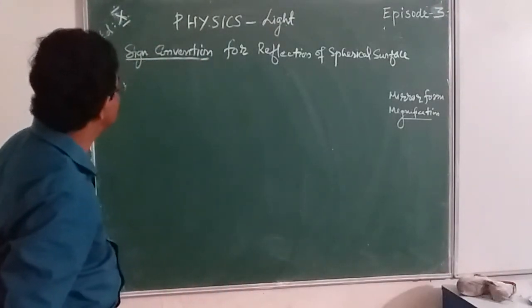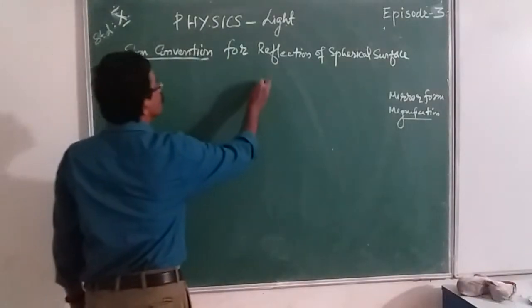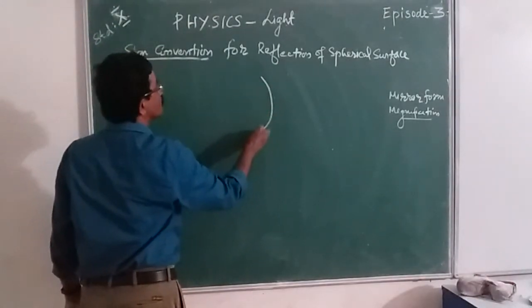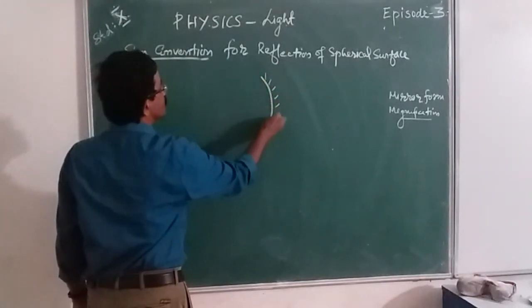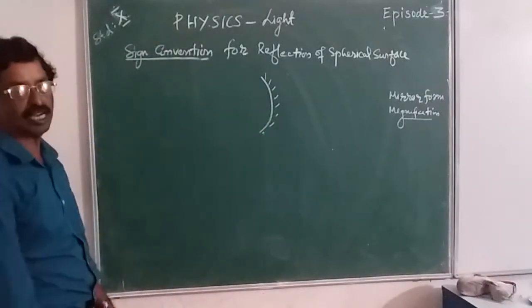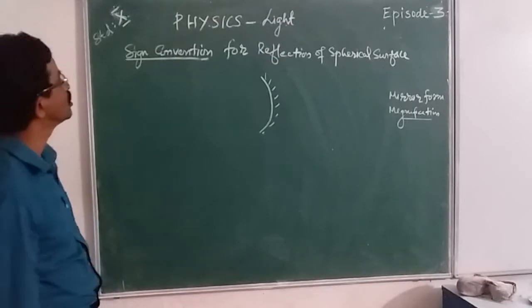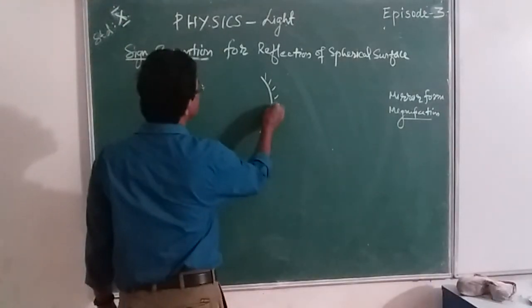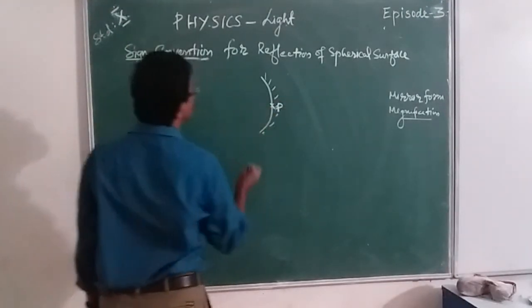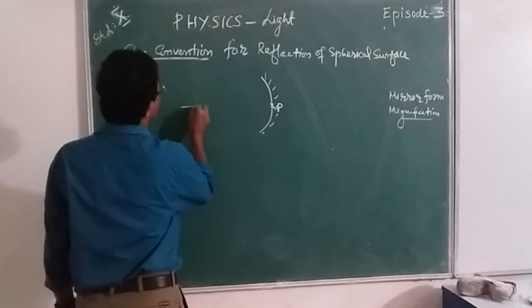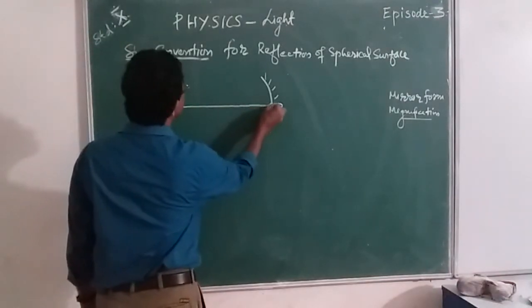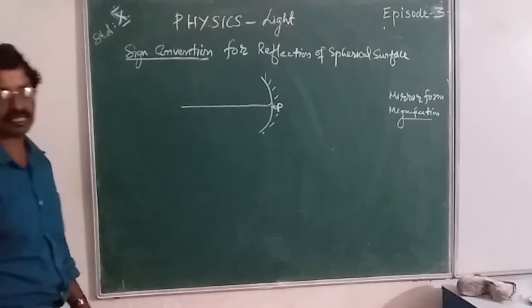Now we are going to consider a concave mirror. Here, this is the pole. This one is its principal axis.